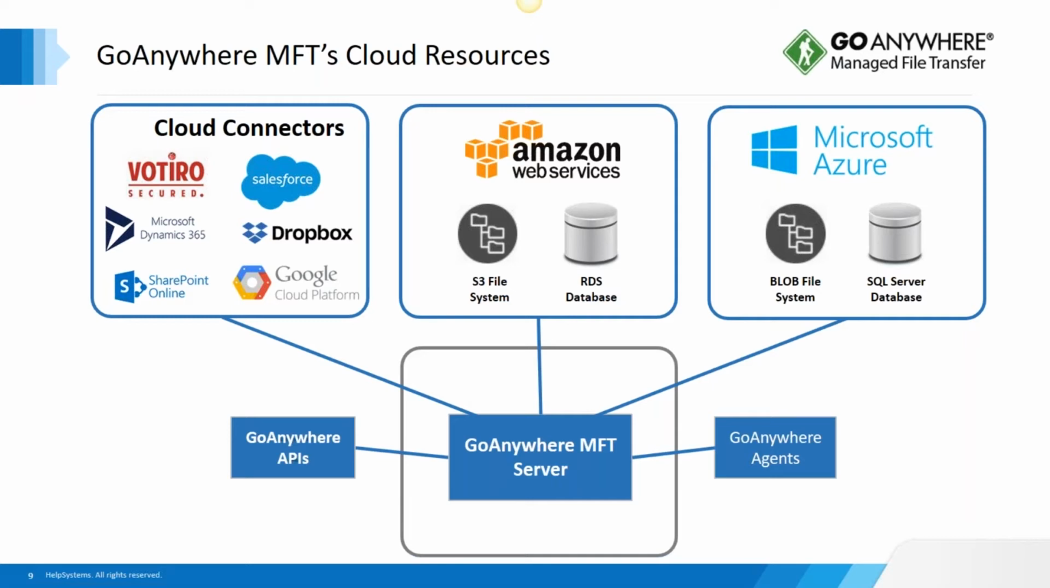Some of our customers were trying to integrate with things like SharePoint and Salesforce, and they were kind of struggling with having to build out those connections from scratch inside of GoAnywhere. So we built these cloud connectors as kind of a shortcut to those public API interactions. And Votiro is one of our more recent cloud connectors, and that's what we're here to talk about today. Lastly, GoAnywhere is a server-based instance. You can connect to it via GoAnywhere APIs, and we also have the agents that I discussed earlier.